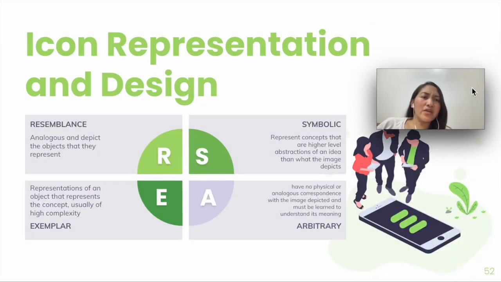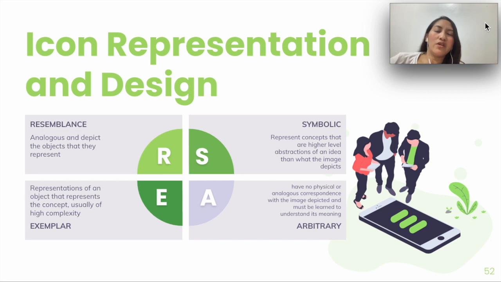So now let's talk about the icon representation and design. Icon is a very important aspect of a system or an application, whether it is a web or desktop application or a mobile application. Icon is really something to be smart about. So let's discuss the different types of icons. There are several types of icons. So we have the resemblance, exemplar, symbolic, and arbitrary.